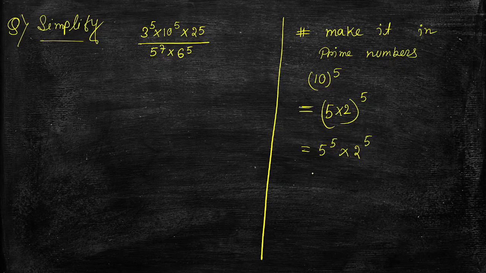Similarly, if there is something like 6 to the power 5, that will be 3 into 2 to the power 5, that means 3 to the power 5 into 2 to the power 5. So just write it in that manner.